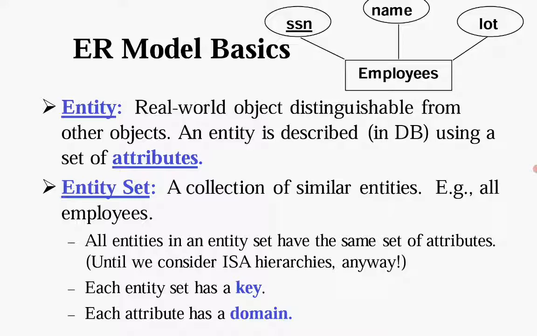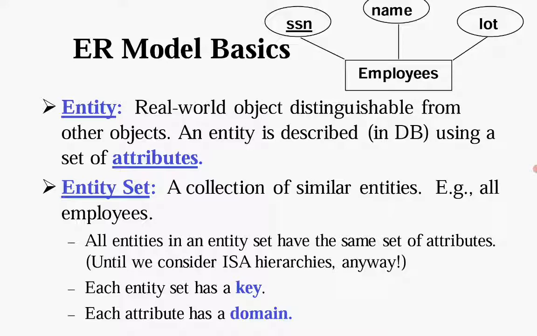So an ER model contains various symbols and various terms and terminology, like entities, attributes, entity set, domain, key, and relationship, etc. So what is an entity? A real world object distinguishable from other objects. An entity is described using a set of attributes.